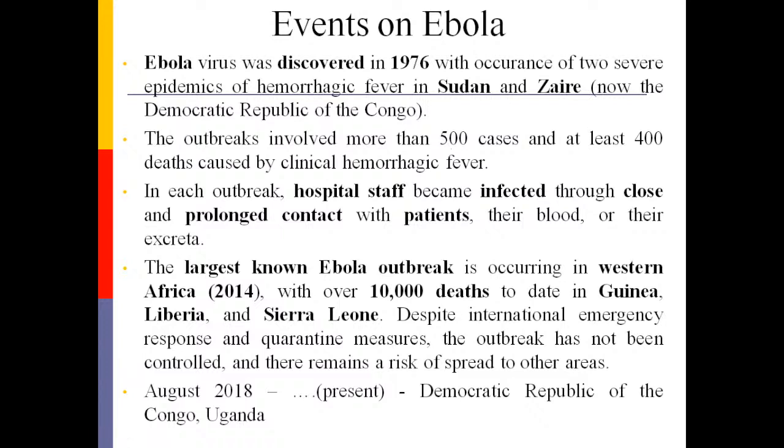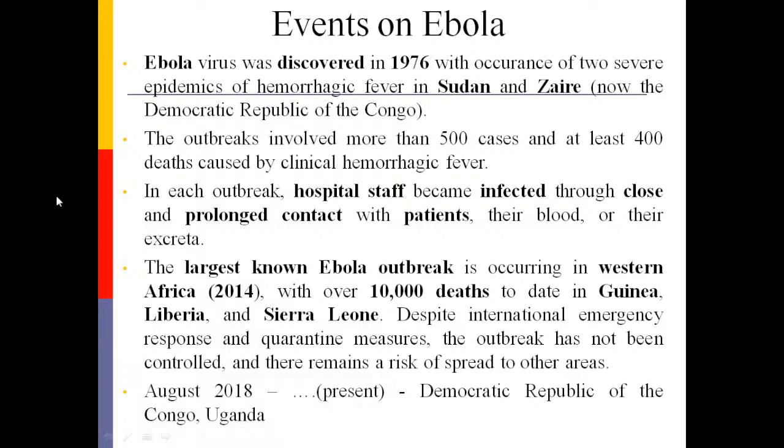In each outbreak, hospital staff became infected through close and prolonged contact with patients, their blood, or their excreta. Firstly, the transmission ways of Ebola were not known. It was very difficult to understand. That's why almost all medical staff were infected too.